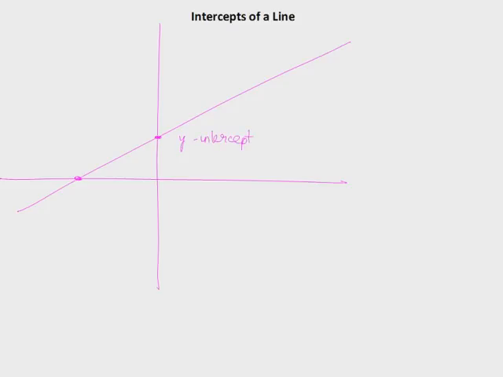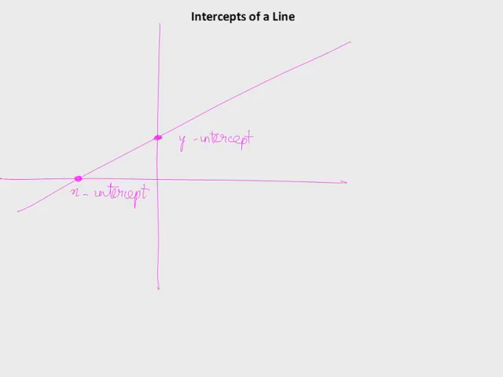Intercepts of a line. What does that mean? So here's a line. There are two important points of this line. Those are the points where the line hits the y-axis and the x-axis. So here's where it's hitting the y-axis, and here's where it's hitting the x-axis. This is called the y-intercept for obvious reasons, and this is called the x-intercept. These 2 points are special because this point is on the y-axis, so its x-coordinate will be 0. And this point is on the x-axis, so its y-coordinate will be 0.